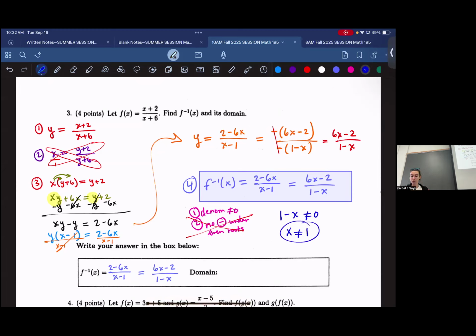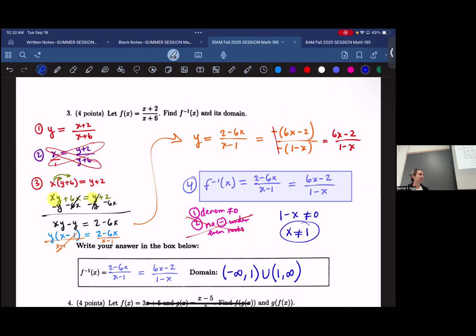So in interval notation, what does this look like? Negative infinity, comma, 1, soft or hard bracket? Soft. Union. Soft bracket 1, comma, positive infinity. And that's it.